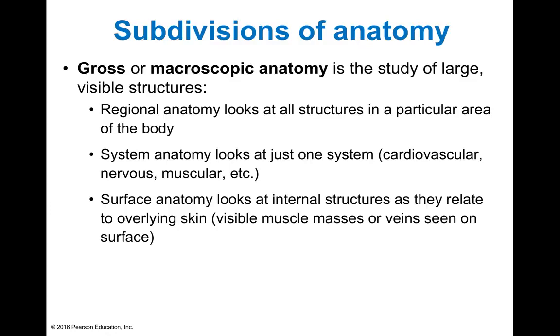When we're talking about gross anatomy, it could be systemic anatomy, which talks about one of the 11 systems present in your body, like cardiovascular, nervous, muscular, urinary, digestive, etc. Or we can talk about surface anatomy, when you look at the internal structures and how they relate to the overlying skin. So we're looking at muscle masses and the veins that are visible on the surface.